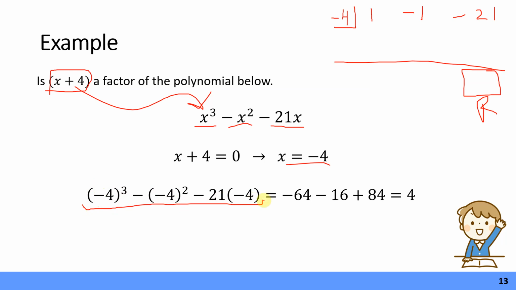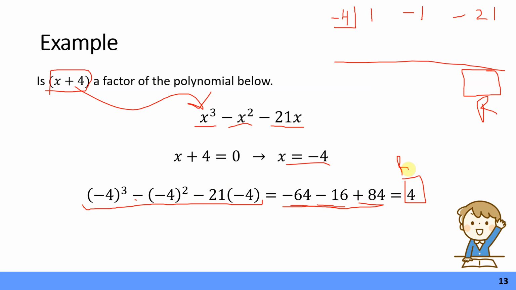Now, negative 4 to the 3rd power gives you negative 64. Negative comes down right here. And then negative 4 squared gives you 16. Negative 21 times negative 4 gives me positive 84. Now, when I add all of these, I get 4. This is my remainder, but I honestly don't care because they're not asking me for a remainder. They're asking me, hey, is this a factor, yes or no?